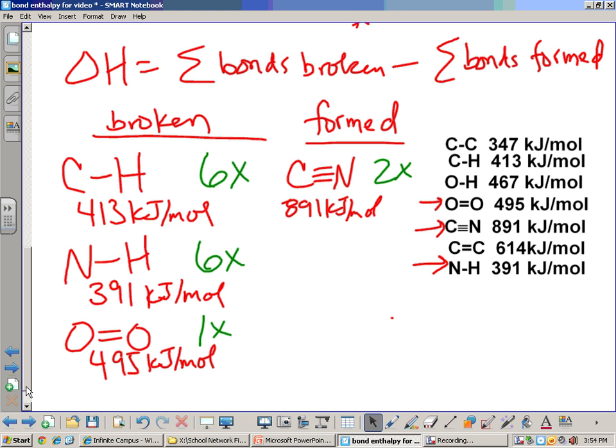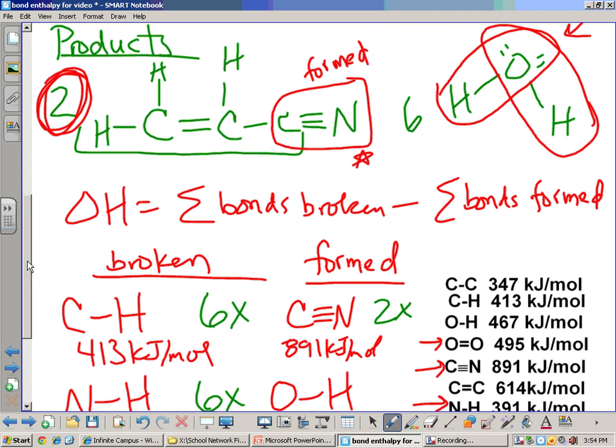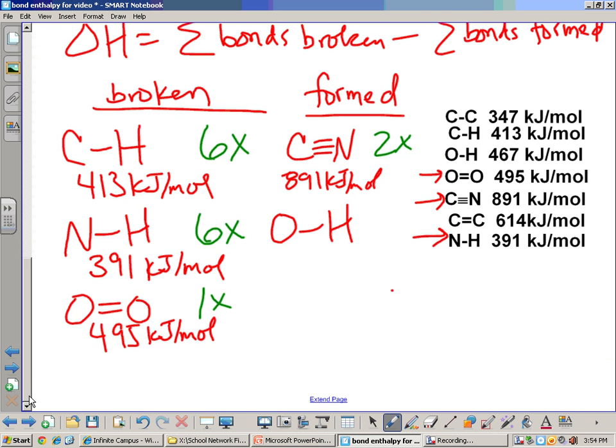We also said that we are making that O to H single bond right here in the water. Now, if we look at the water, in every water we are forming 2 oxygen to hydrogen single bonds, but we are making 6 waters. So we must be doing this 12 times. And the O to H single bond is 467 kilojoules per mole.